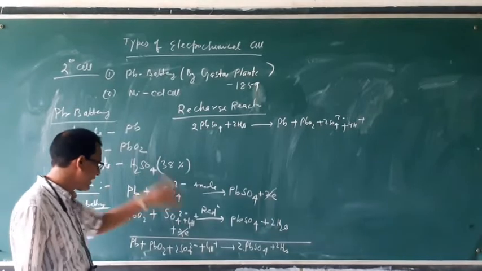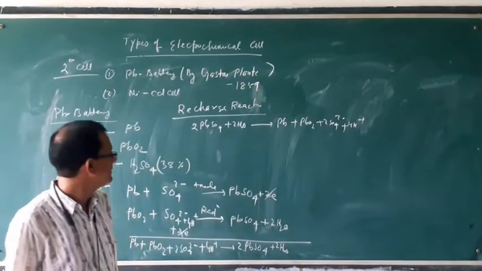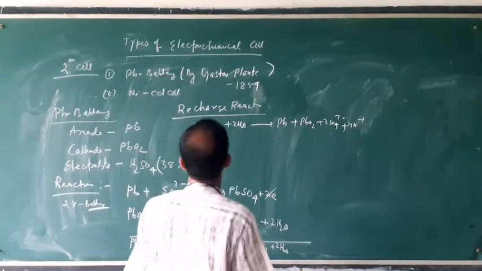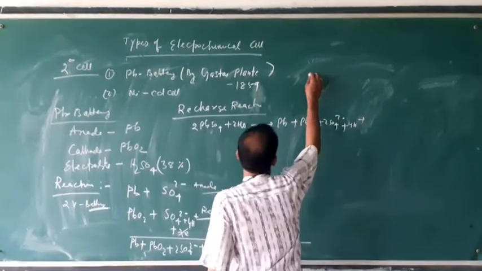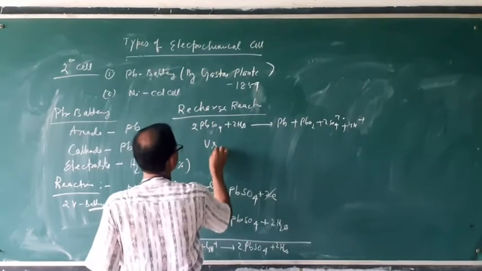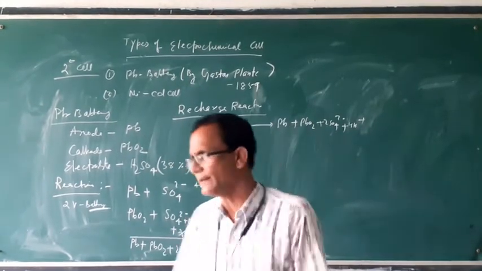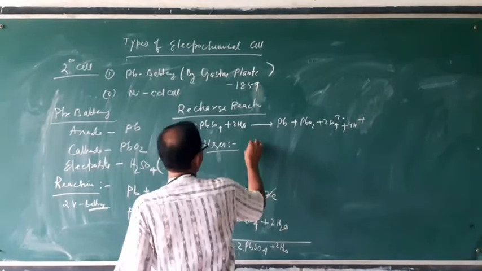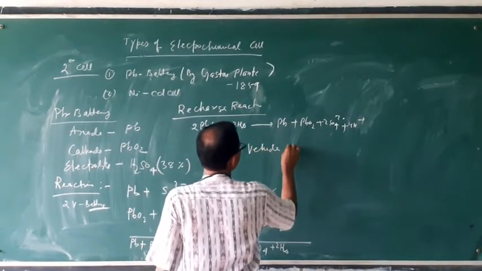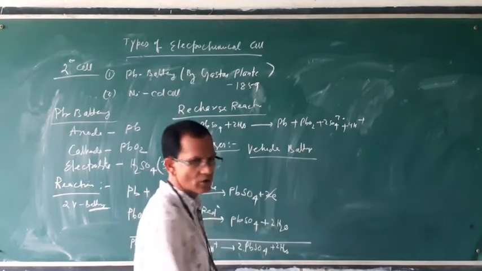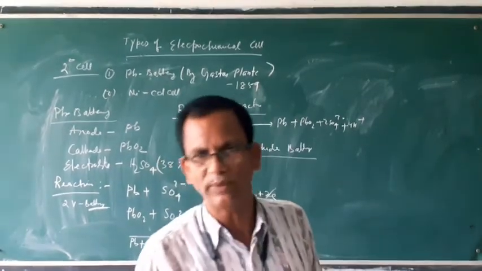But when it produces current, the reaction is like this. So this is about the reaction of the lead battery. Uses. What are the uses? Uses you already know. Vehicle battery. Car, truck, four-wheeler, two-wheeler battery.